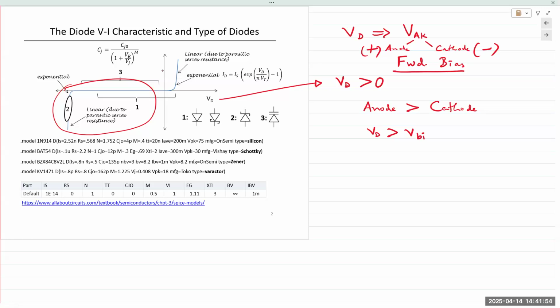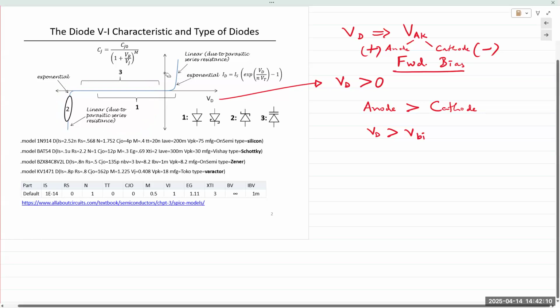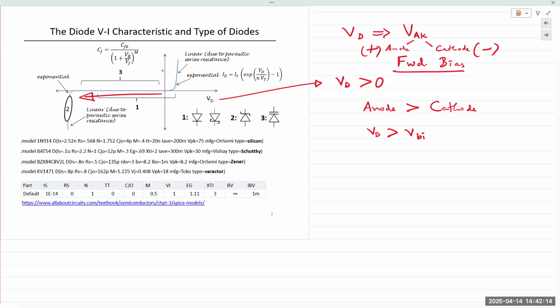ID similarly would be flowing according to that polarity convention. Now, when the voltage turns negative, meaning we are moving in this direction towards the left, into the third quadrant, it crosses the origin. Diode characteristics always pass through the origin.